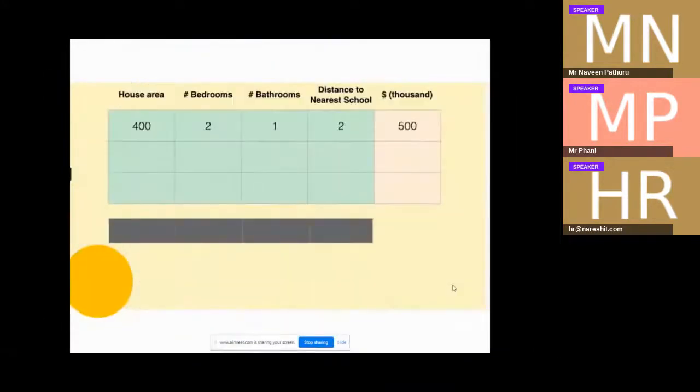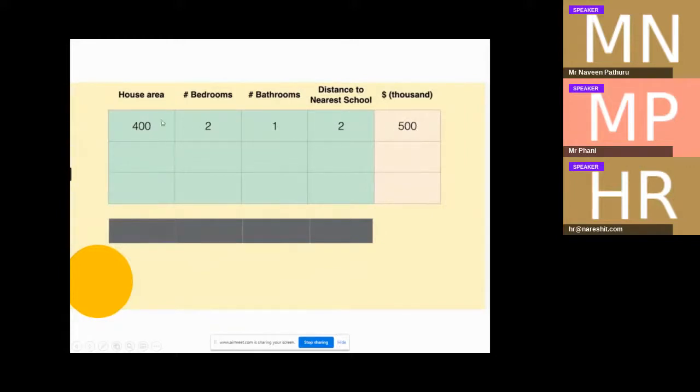Okay, let's go one step deep. Take a look at this one. We can use exactly the same kind of principles. Take a look at this. We have the area of a house, number of bedrooms, number of bathrooms, and distance to the nearest school. And what do we have? The price of the house.